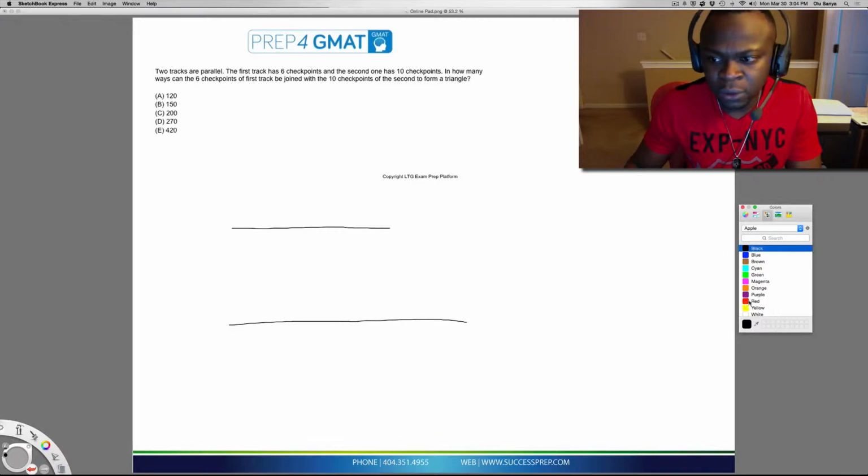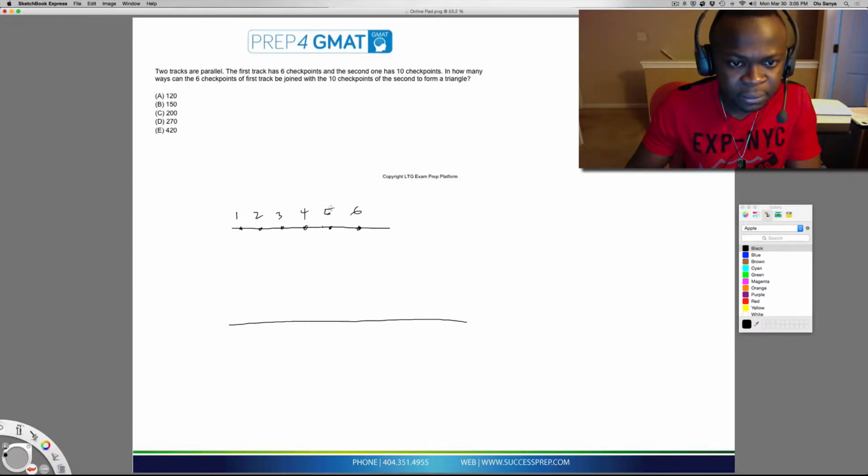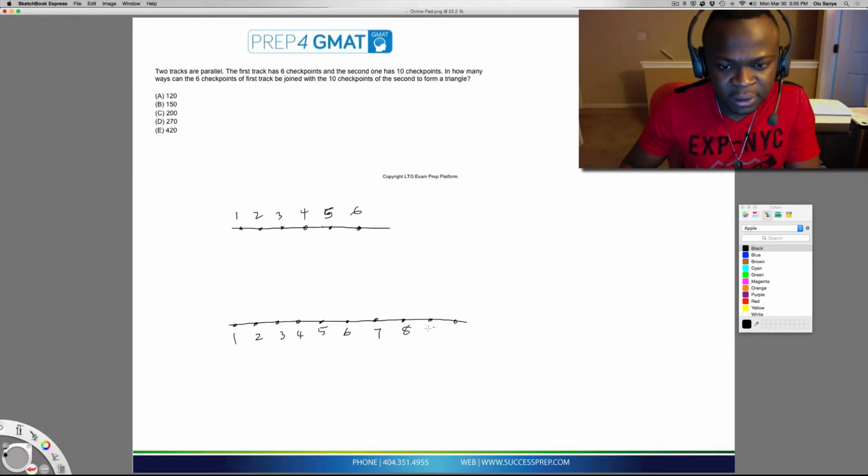And what I'm going to do here is go ahead and label the 6 checkpoints on one of the lines. So I'm going to do 1, 2, 3, 4, 5, 6. I like to give them numbers. And I'm going to draw numbers on the next one. So 1, 2, 3, 4, 5, 6, 7, 8, 9, 10.